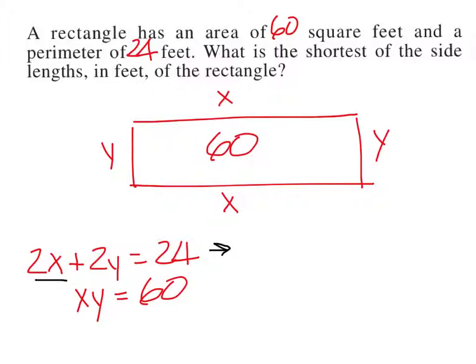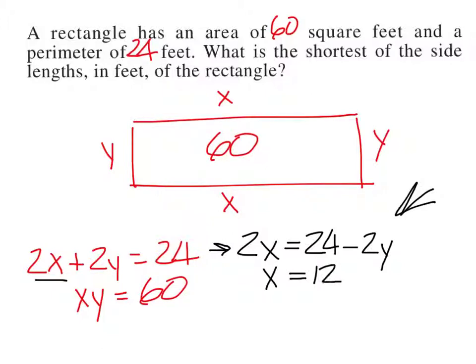So if I want x by itself, I'll have 2x equals 24 minus 2y, because I have to move the 2y to the right. And then if I divide everything by 2 to get rid of the 2 next to the x, I'm left with 12 minus y. So x is equivalent to 12 minus y. So since I know that, I can use xy equals 60 and x equals 12 minus y to solve for both x and y, and then figure out which one is the shortest one. So on the next page, that's what I'll do.